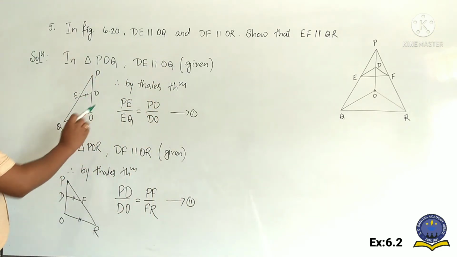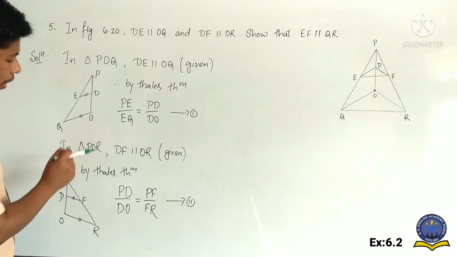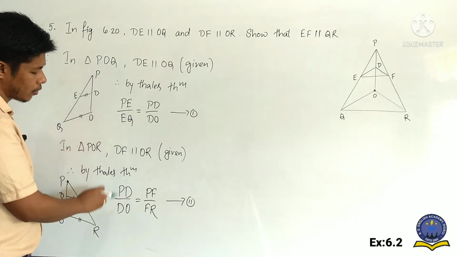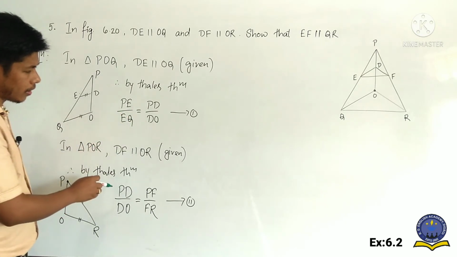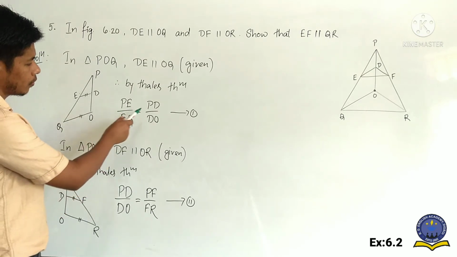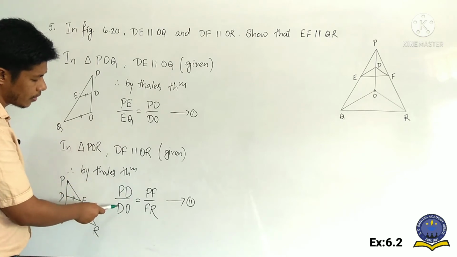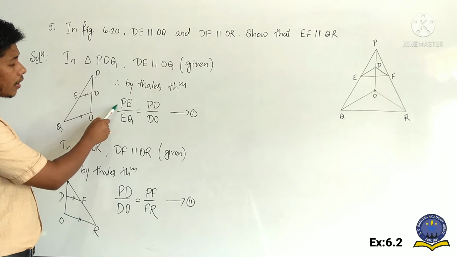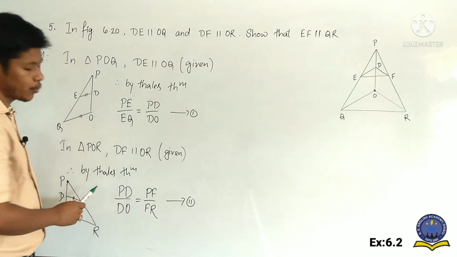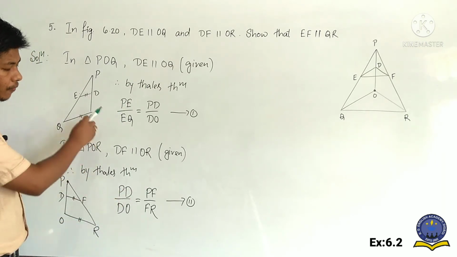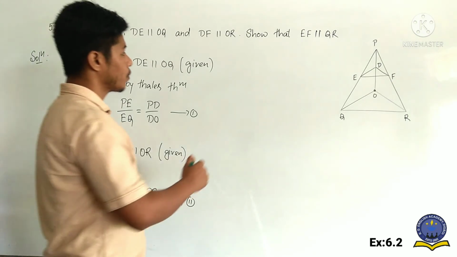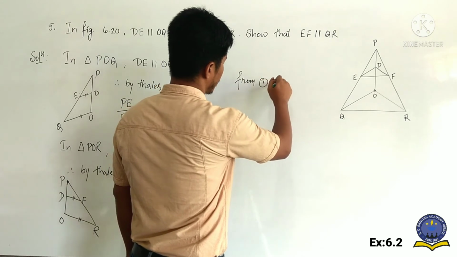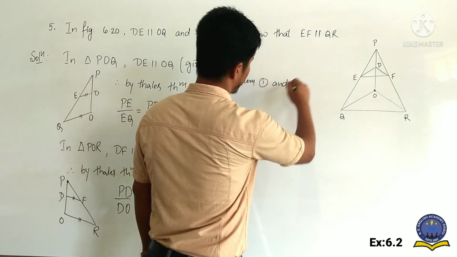Now after writing these two, if you see one similarity: PD by DO is here in both equation 1 and equation 2. So if we compare equation 1 and equation 2, easily we can write PE by EQ is equal to PF by FR. Isn't it? So from here, you have to write from 1 and 2.